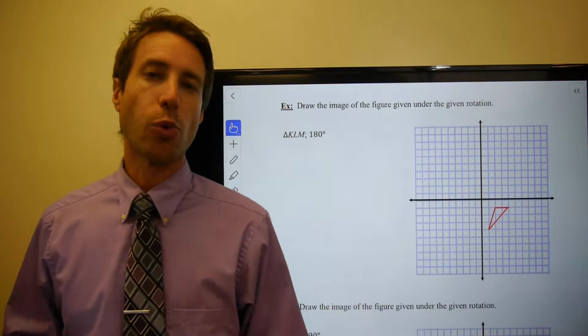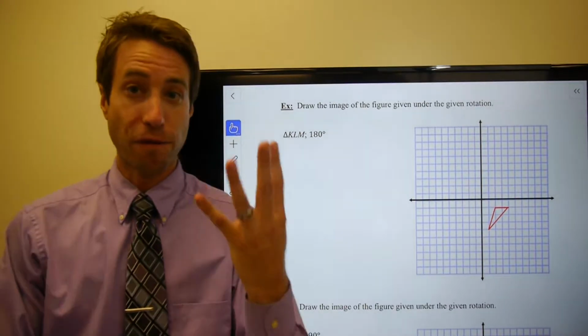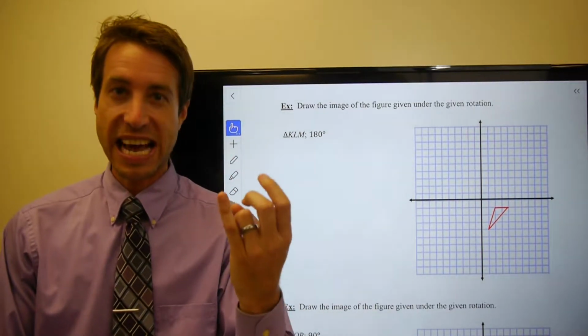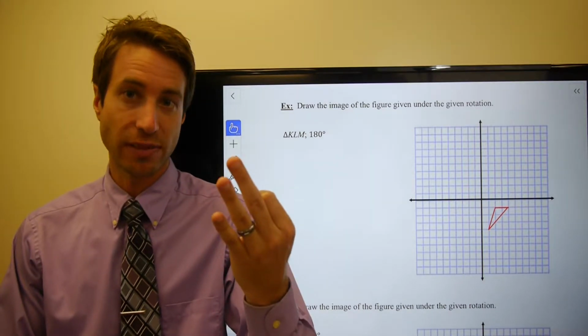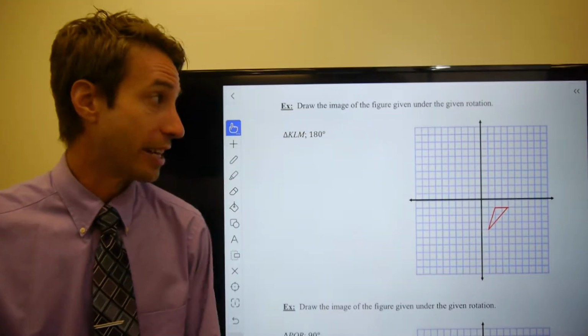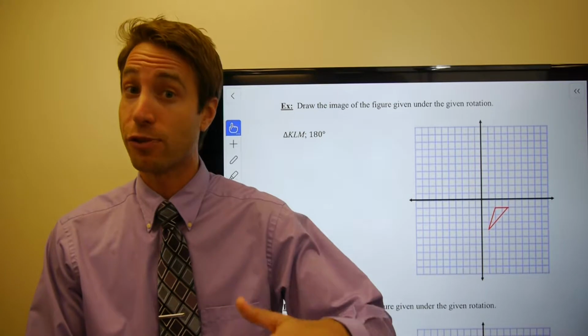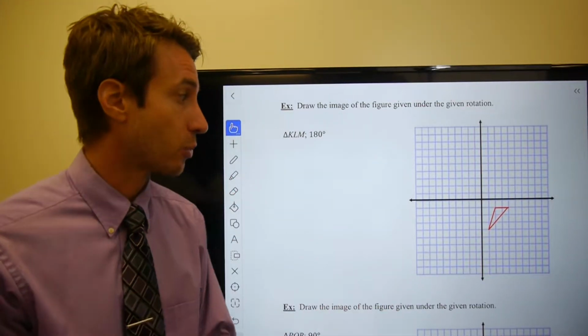Again, what we're doing is we're working on rotations. There are four common angles of rotation: 90 degrees, 180 degrees, 270 degrees, and 360 degrees. Let's go ahead and do another one of these together. Hopefully what you've done is you've tried on your own, and you're coming back to check your answer with what I've got.